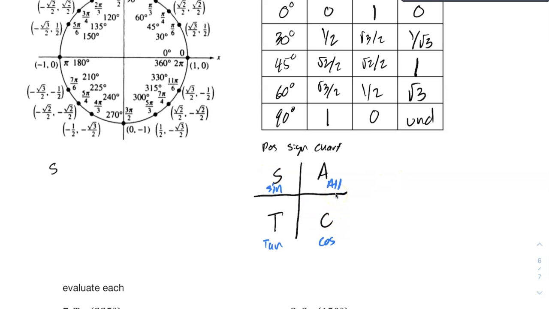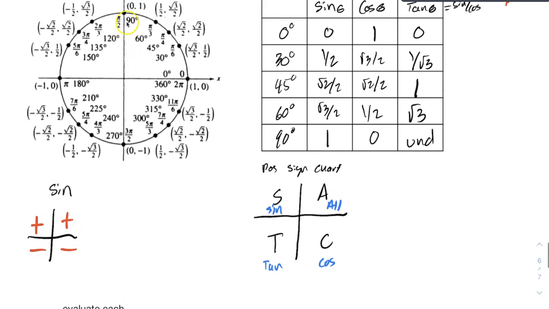So if I was doing sine, where is sine positive? Well, it's positive at A because all of them are positive at A, quadrant 1. And then sine's also positive at S. That's what that stands for, sine. So if it's positive at these two, it must be negative at the other two. So that's the sign chart. Also keep in mind, sine is the y value, right? Sine's y. So when you go up, sine's positive. That's why it's positive up here. When you go down, sine's negative. That's why it's negative down here.